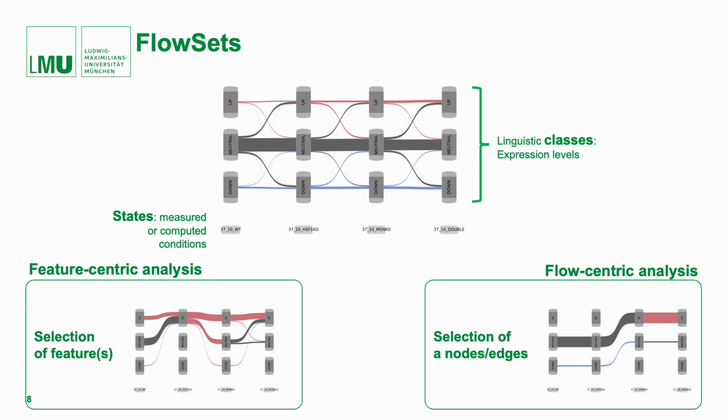On the right side, we are more interested in the flow-centric analysis. Here we can select nodes or edges and inspect which genes follow a specific pattern. What is the membership distribution within a flow? And what is the functional meaning of a flow? So, which gene sets are contained?